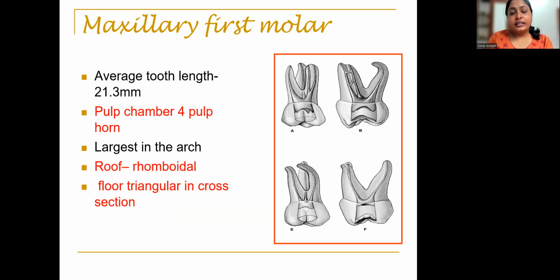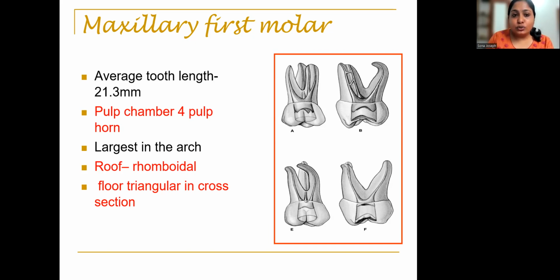Today, in the pulp space anatomy of the individual tooth, among all the teeth we are supposed to know the anatomy of, the most complex and important ones to understand are the maxillary and mandibular first molars. So in this session, we will discuss the root canal anatomy, or the pulp space anatomy, of all the maxillary molars.